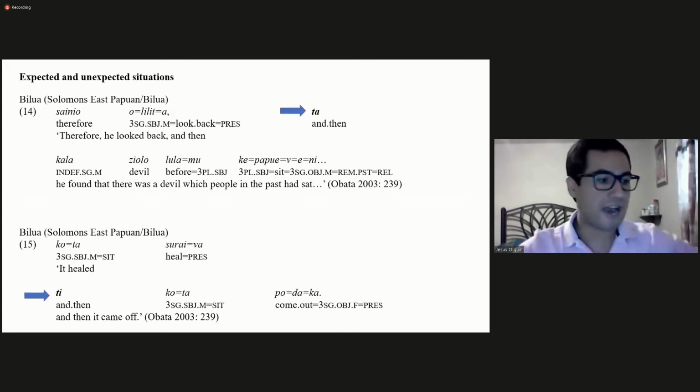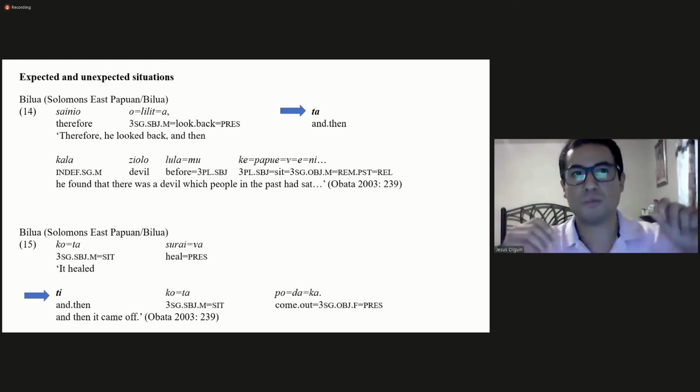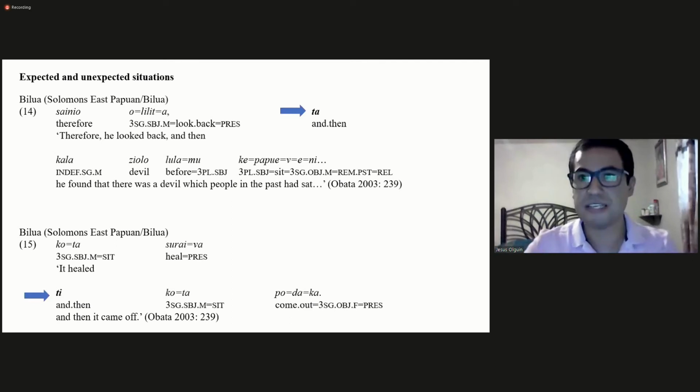Well, there is another factor, and this is concerned with expected and unexpected situations, and this is illustrated by Bilua. In 14, this ta is used to express some sort of unexpected situation, sorry. And the example in 15 is used to express this, and then device is used to express some sort of expected event or situation.